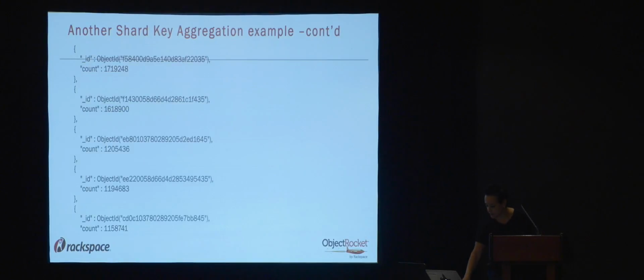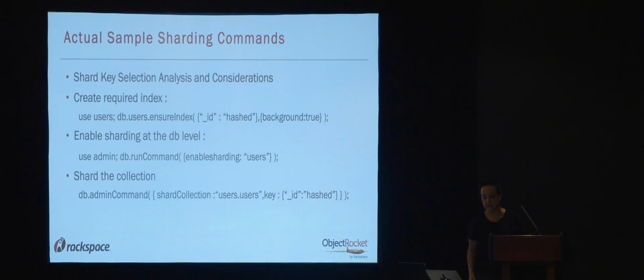There's an example count. And then here we get to the actual commands that you're going to run. So, shard key collection, create your index. Use your database, ensure your index. Background equals true. You don't have to do that anymore. In older versions, you wanted to do this first on your secondaries, and then do a step down, make your primary a secondary, and do it then. But you don't have to do that anymore as of 2.6.